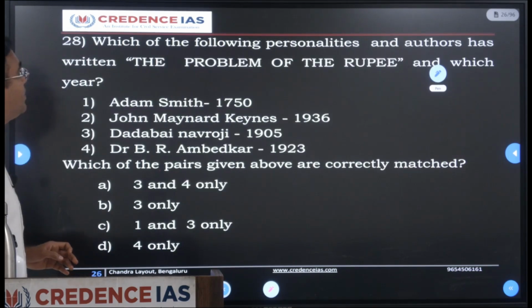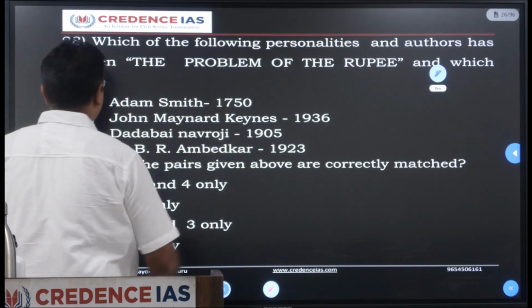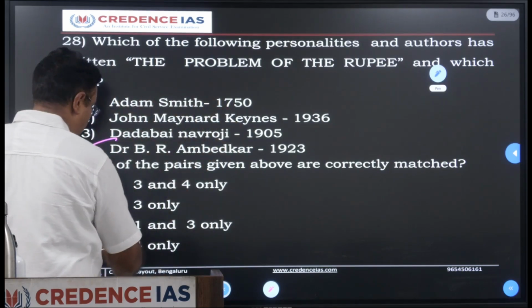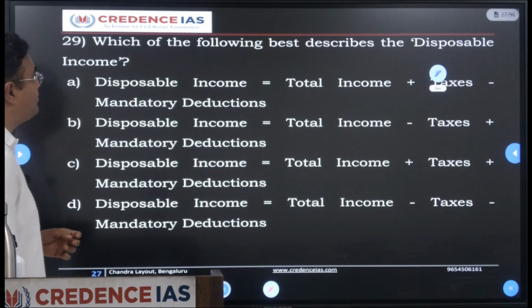Which of the following personalities is the author of the book Problem of the Rupee, and in which year? This is Ambedkar, right? So this is the correct answer, straightforward.